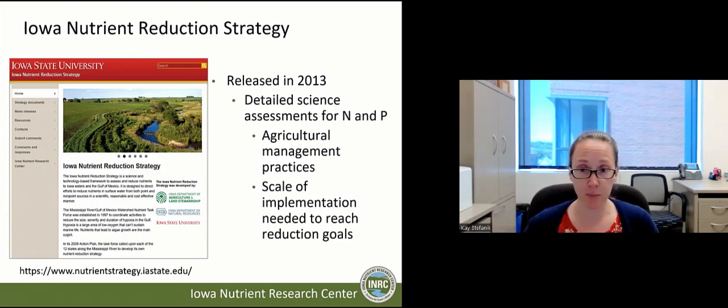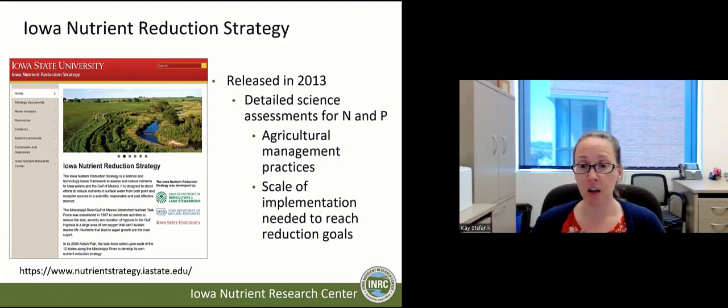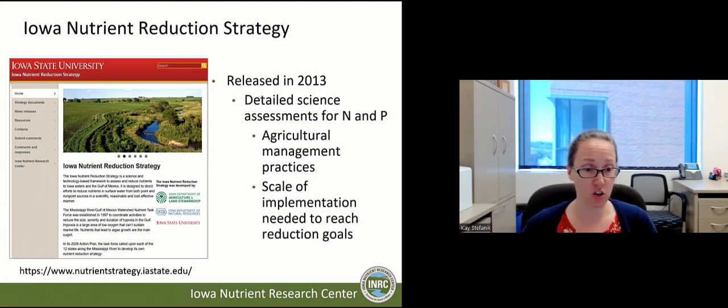In this strategy, there is also a number of agricultural management practices that were laid out that could be used to help reduce nutrient loss. These include things like cover crops and various edge of field practices, just to name a few. And then within this, there's also looking at the scale of implementation needed to reach nutrient reduction goals.